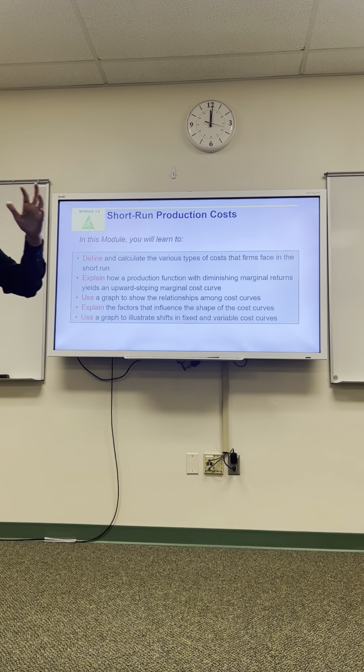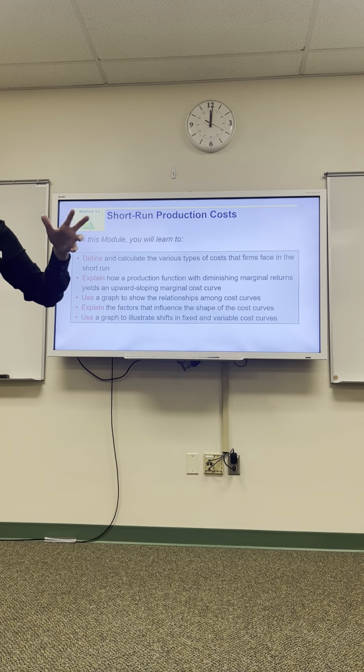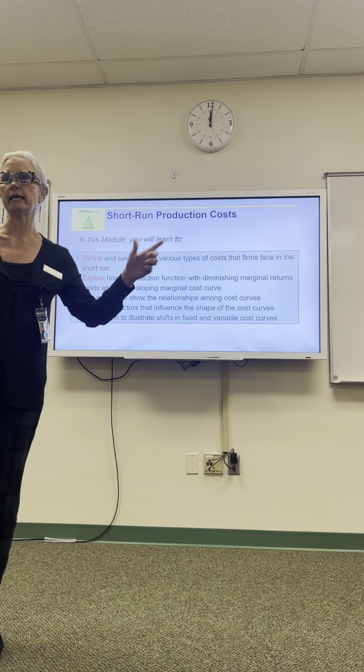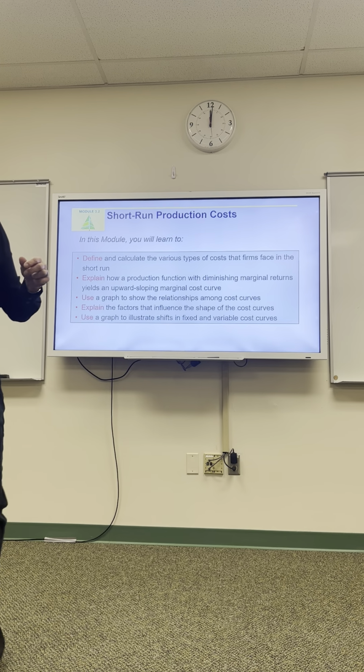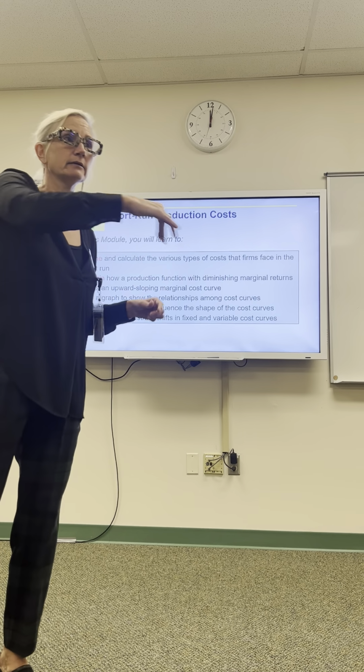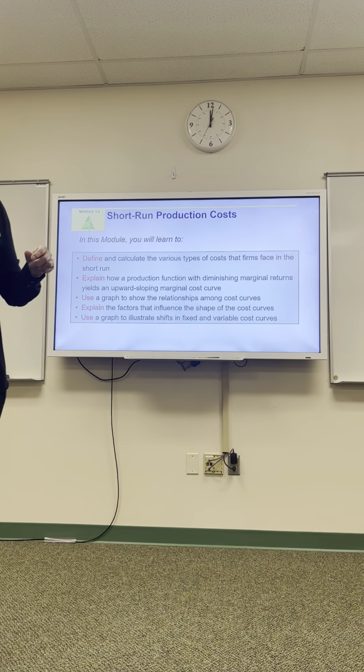What does the production function look like? How's it shaped? I'm seeing a lot of hand motions. Let's say it out loud. What does it look like? It kind of goes up and then it flattens out and then it can come down, right?